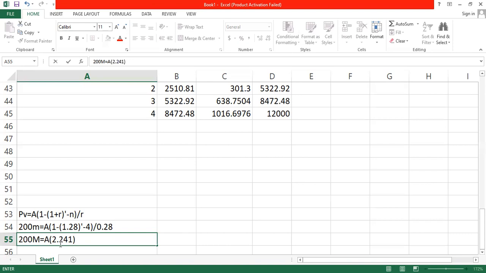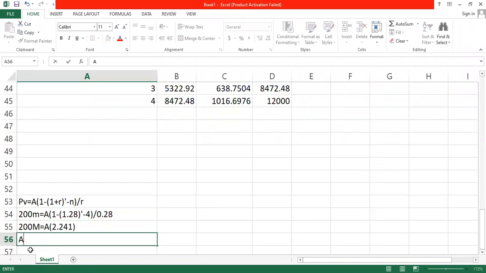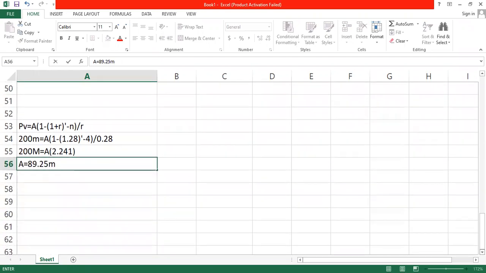So what do we do? We divide both sides by 2.241 to get our amount, isn't it? 200 million divided by the answer. What are you getting? 89.25, isn't it? 89 million point 25. It's 89.25 million. Are we on the same path?